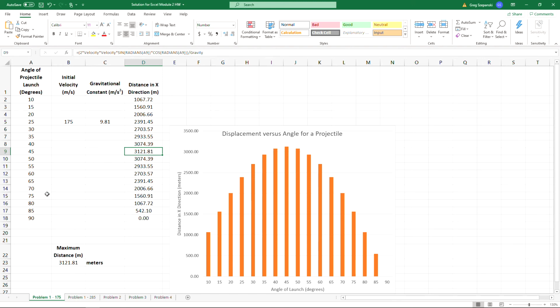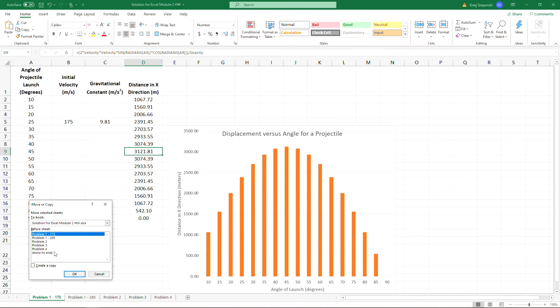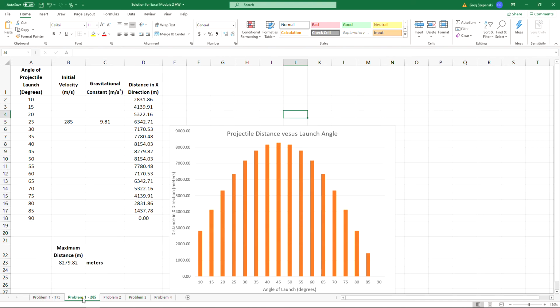The second part of question number 1 was to repeat the process for a different initial velocity. So what I did was I went down to the bottom here and right-clicked on my sheet. One of the things you can have is a move or copy. If you click on that, I can move it to wherever I want, but I also have a checkbox where I can create a copy. I did that, and I created this copy right here.